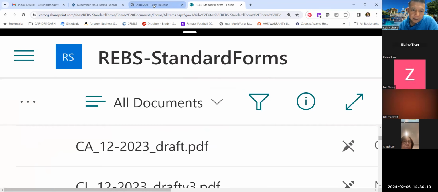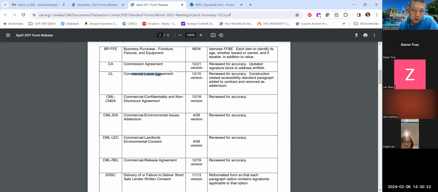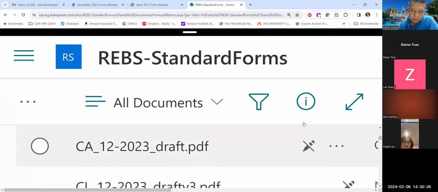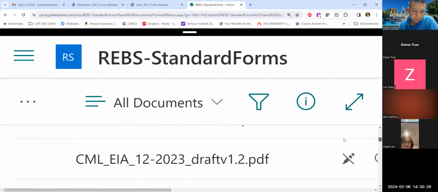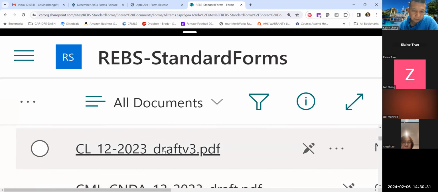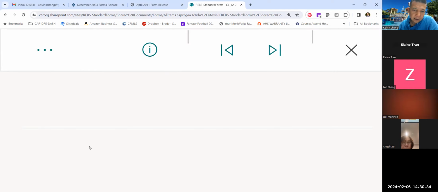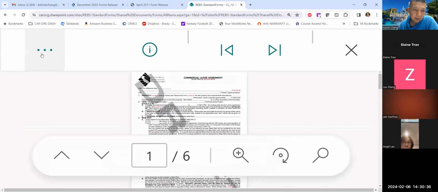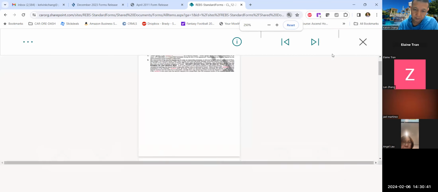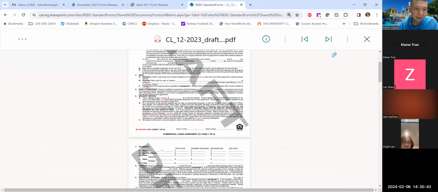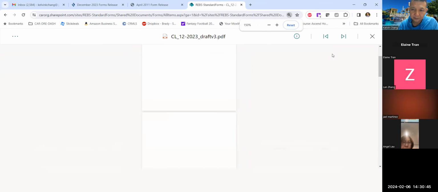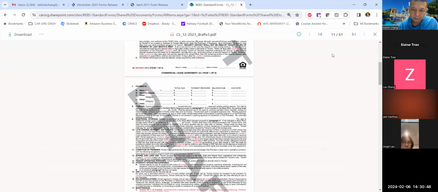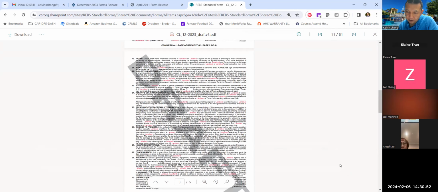Simple form. Now, let's get into the next one, commercial lease agreement. Let's take a look at that because some of you do commercial here. So the CL is your commercial lease agreement form. Let me try to make it easier for you to see. I wish there was a full page option. Let me see if I can get that.